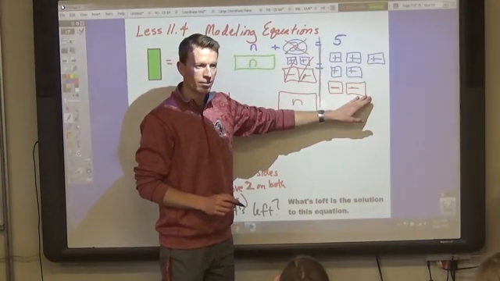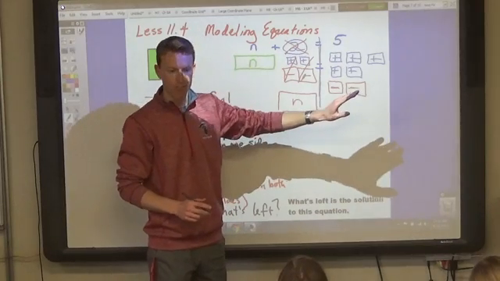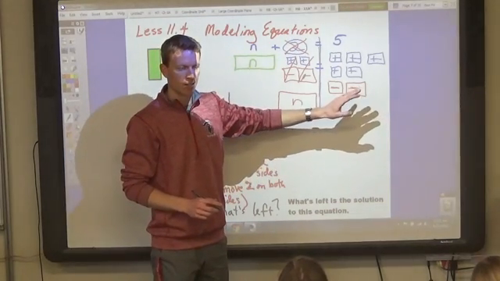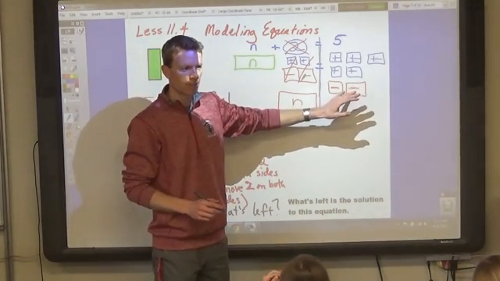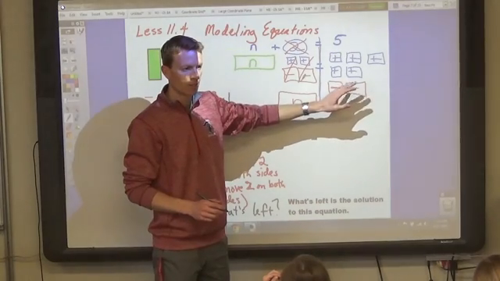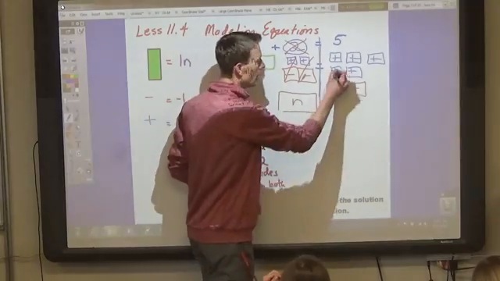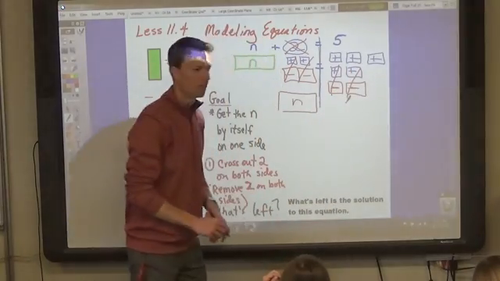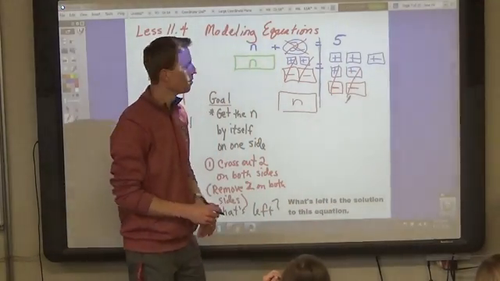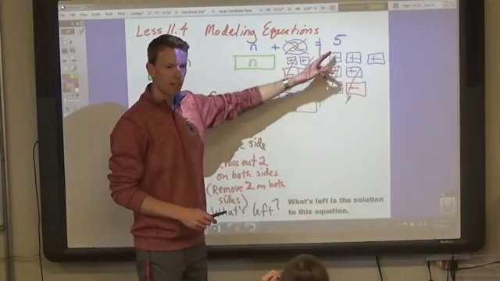What would they do? What effect would they have? Daria? And what would happen to 2 of these? They would be eliminated also. Now, what's left? What's left on this side?